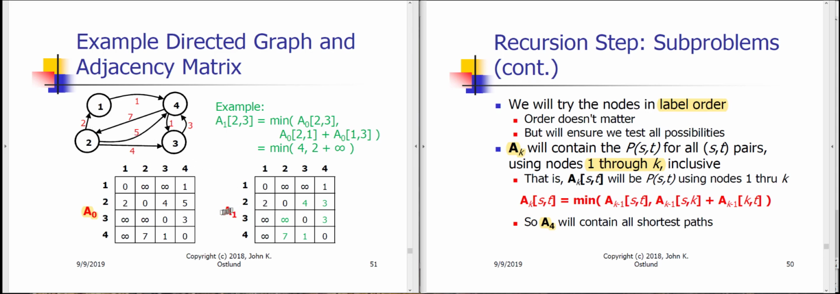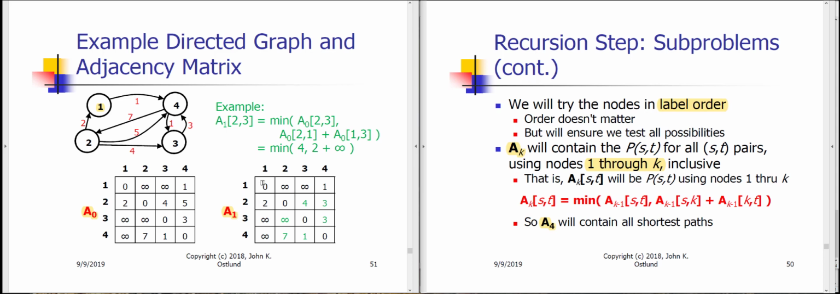We're going to construct A1 from the information in the A sub 0 matrix. Now, A sub 1 tells us the length of the shortest path that we can use to get from each of the source nodes to each of the target nodes, where now we're permitted to use node 1 as an intermediate step. All right, A sub 0 is direct connections. A sub 1 is connections where we're allowed to use node 1 as an intermediate step.